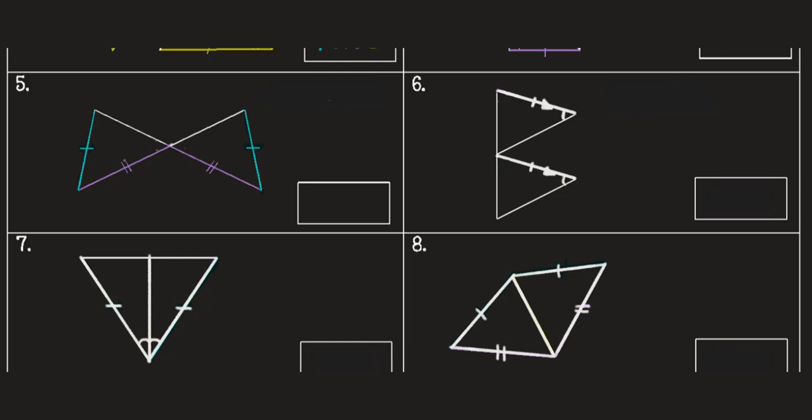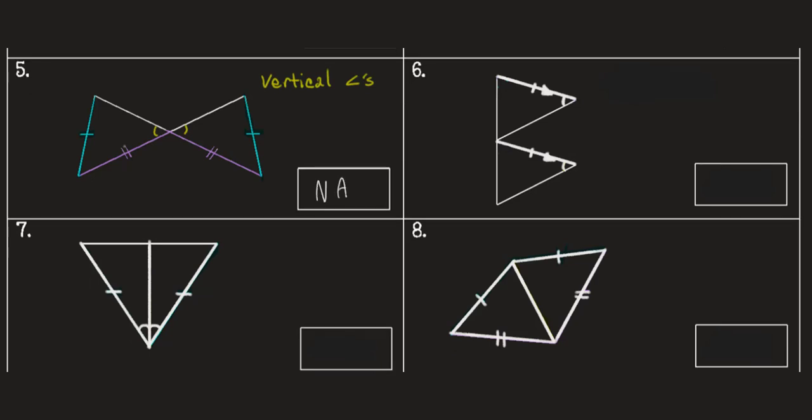Hopefully you notice that you have a pair of vertical angles here and here. So here we have 2 sides and a non-included angle. However, that's not one of our theorems. SSA does not work. There's not enough information to answer this question. We cannot tell if these triangles are congruent with the given information. Number 6.